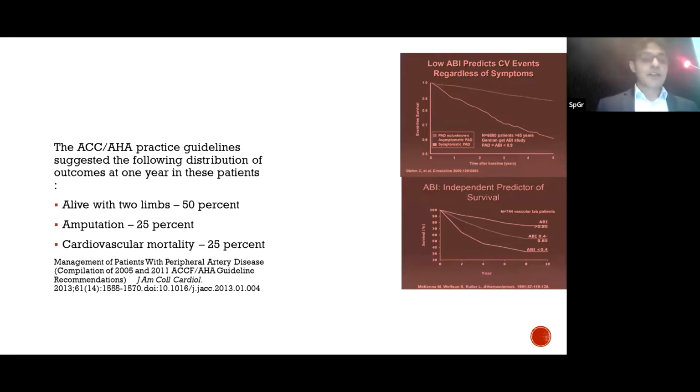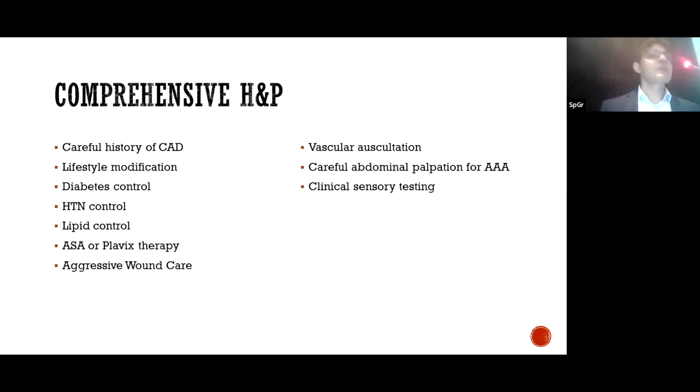And if you look at the survival in patients with critical limb ischemia at 2 years, alive with 2 limbs is 50%. Mortality is about 25%. So when I see these patients in the clinic, when they come in with critical limb ischemia, my first question is always about their heart. Are you having any chest pain? Or any atypical chest pain? Again, remember, they don't die of their limb wounds, they die of heart disease. So you should have a low threshold for asking these patients about those conditions.